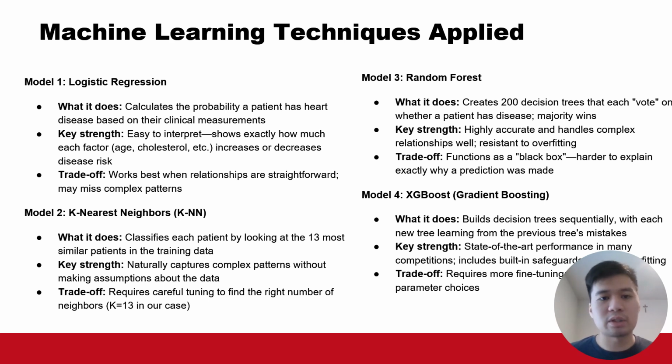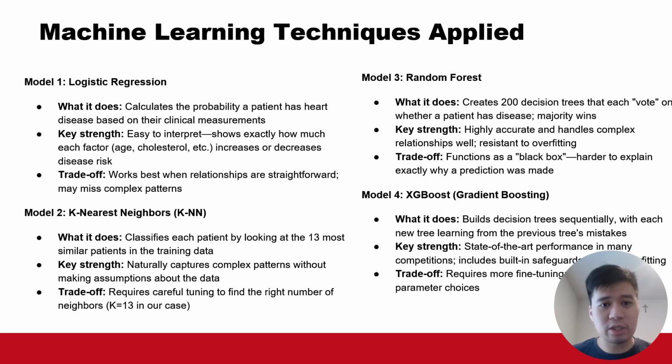Although we can still extract feature importance rankings, which is also shown in the appendix. Our last model, which is another one of our tree models, is XGBoost, which stands for Extreme Gradient Boosting. This technique builds decision trees sequentially, with each new tree learning from the previous tree's mistakes. The key strength is that it is a state-of-the-art algorithm that wins many machine learning competitions, and includes built-in safeguards against overfitting. However, the trade-off is that it requires more fine-tuning and can be sensitive to parameter choices.